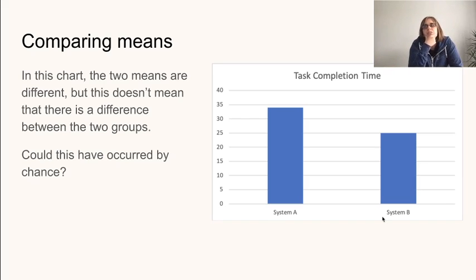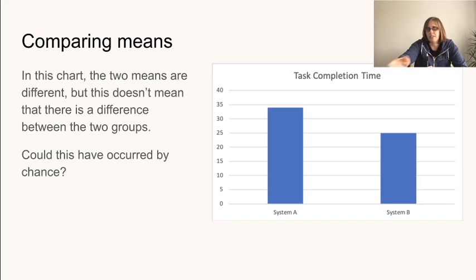So we have two means. We can compare these two means on a chart, and the two means look different. In this case, we've got task completion time and we have system A and system B. But that doesn't necessarily mean that there's a statistical difference between these two groups. What we have to find out is, could this situation have occurred by chance, given our wider population?